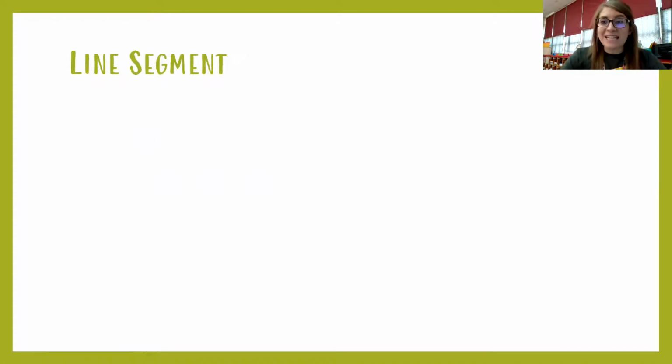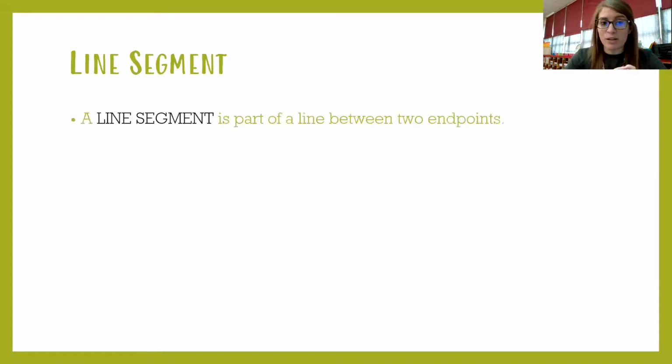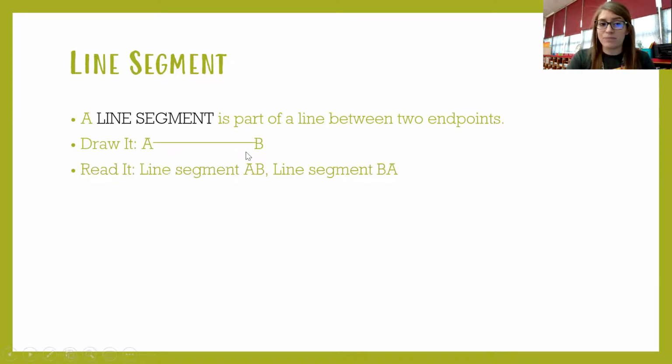Then we've got line segment, similar to a line, except it is a part of a line between two endpoints. Okay, so a line goes on in either direction. A line segment has endpoints. So it's got endpoints on either end. We would draw it like this. Here's a line, and then we've got our endpoints A and B. We would read it line segment AB or line segment BA. We can go either direction with it.